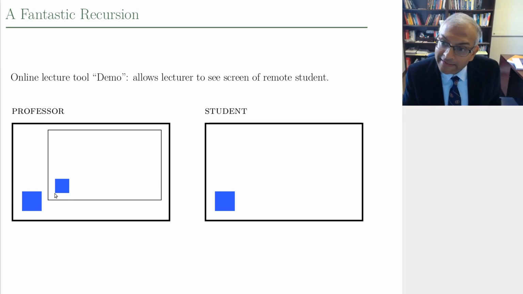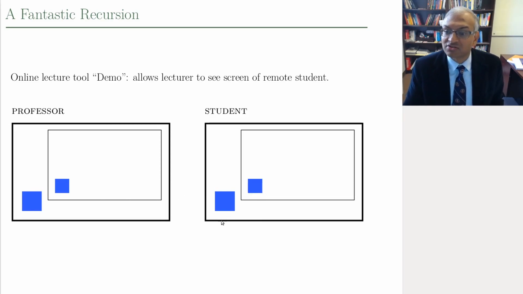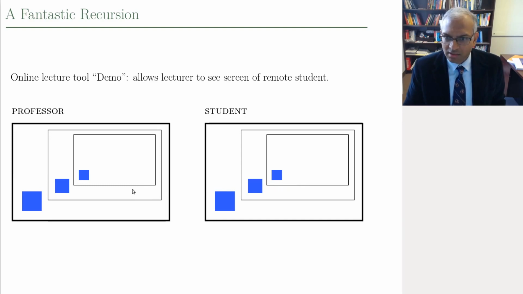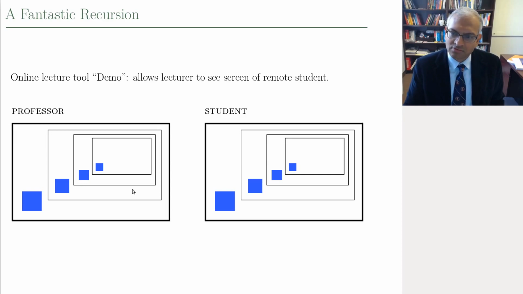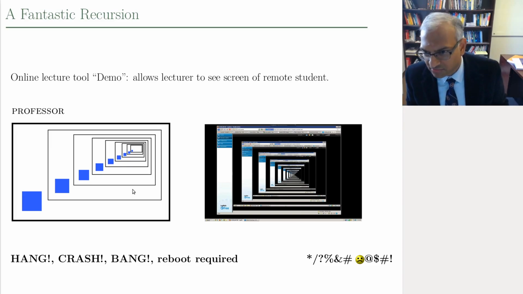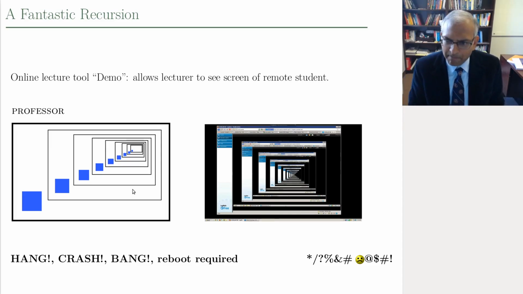Okay, but wait a minute. Now the professor's screen has changed. So the student's screen needs to update to what the professor's screen is now showing. But wait a minute, now the student's screen has changed. So the professor's screen has to update to what the student's screen is now showing. But wait a minute, and so this process continues. The student screen shows the professor's screen, and the professor's screen has to update to show the new student's screen, and then the student's screen updates, professor's screen updates, boom! So you see the similarity. I've managed to recreate in this very simple example that crash.